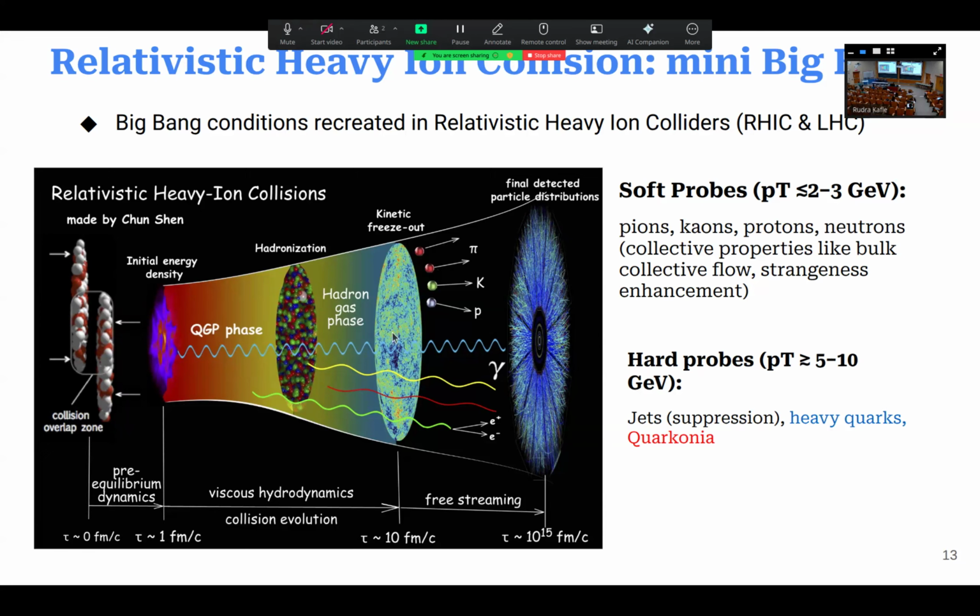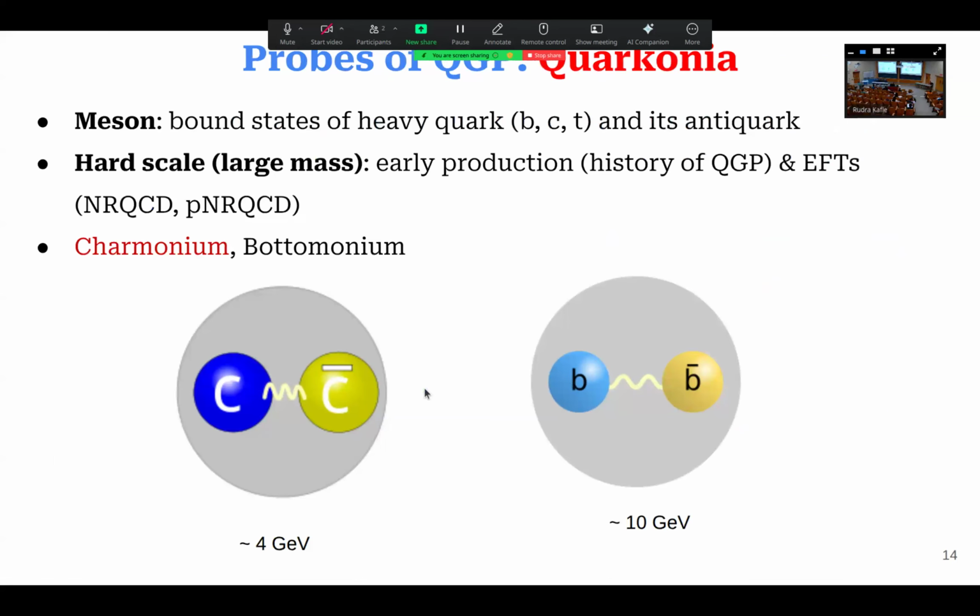And in the detector, we can detect less energetic or less heavy particles. We call them soft probes. We can also detect very heavy particles that are hard probes. I'll just discuss quarkonia, heavy quark particles that are detected in these detectors, and what we can infer or learn from those.